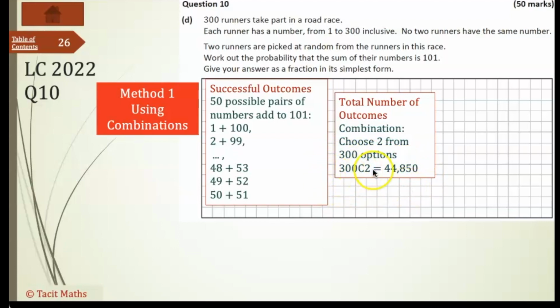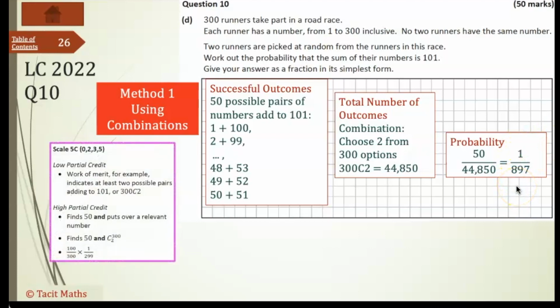How do they get 300C2? You can either see that or you don't, and when you get very familiar with combinations, that will make sense. If you went back over combinations now, that would make sense. But that is quite tricky. So there's 50 successful outcomes. There's 44,850 outcomes in total. So your probability is that. That breaks down to 1 over 897. And the good news, it's only a 5-mark question.